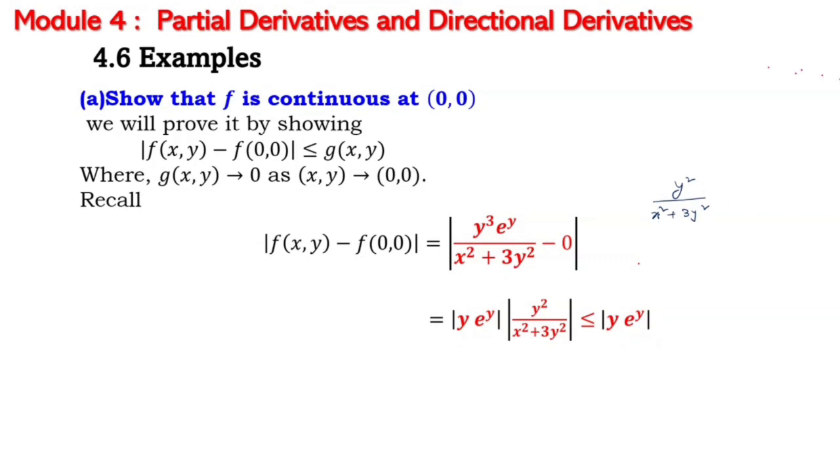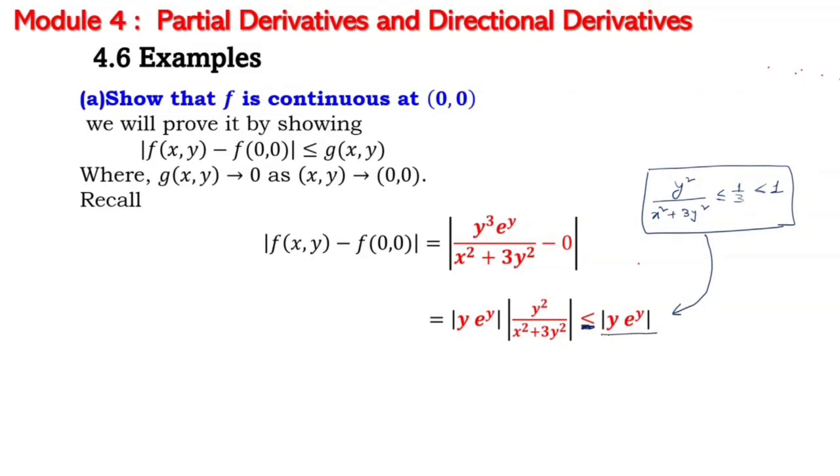Whatever the y may be, positive or negative, this can be bounded by 1 over 3, which is less than 1. So we are using this concept. Then from that we are getting that this is less than or equal to y e to the power y. In fact, it is not less than or equal, it is strictly less than. So it is less than y e to the power y.